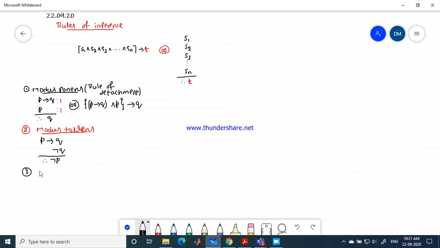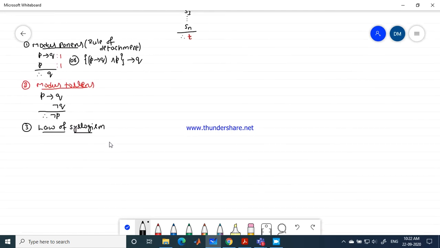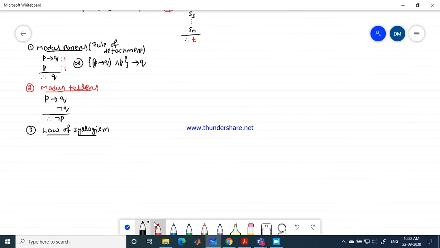Next one, law of syllogism. See, these things are very simple, but if you are not with the class, you may find it very difficult later. So please try to be with the class, try to learn something. Things are very simple. I'm going very slowly. Please make use of that.